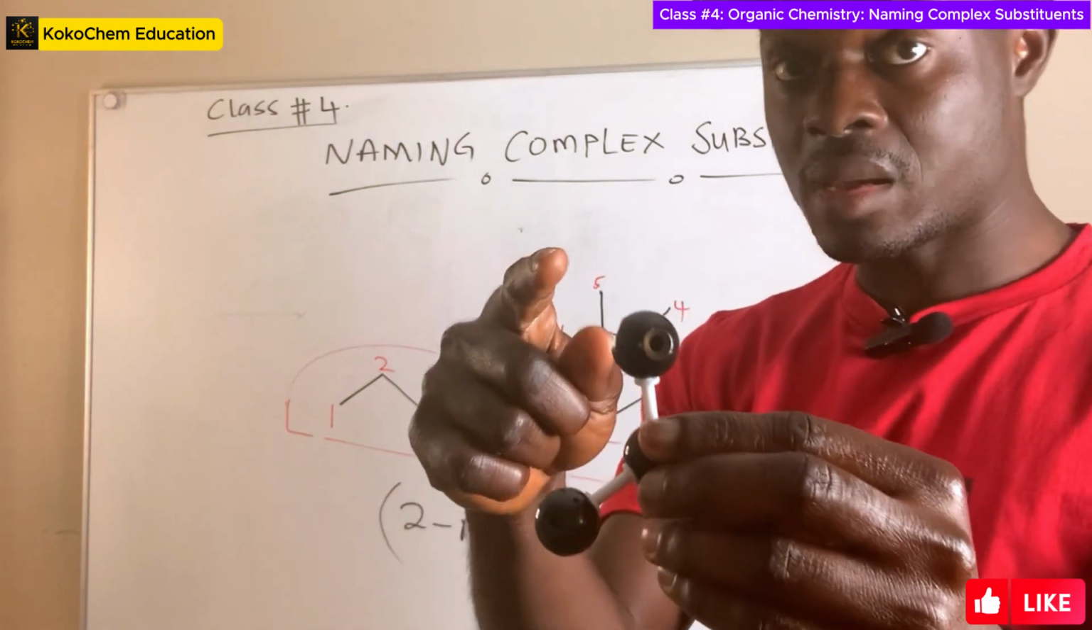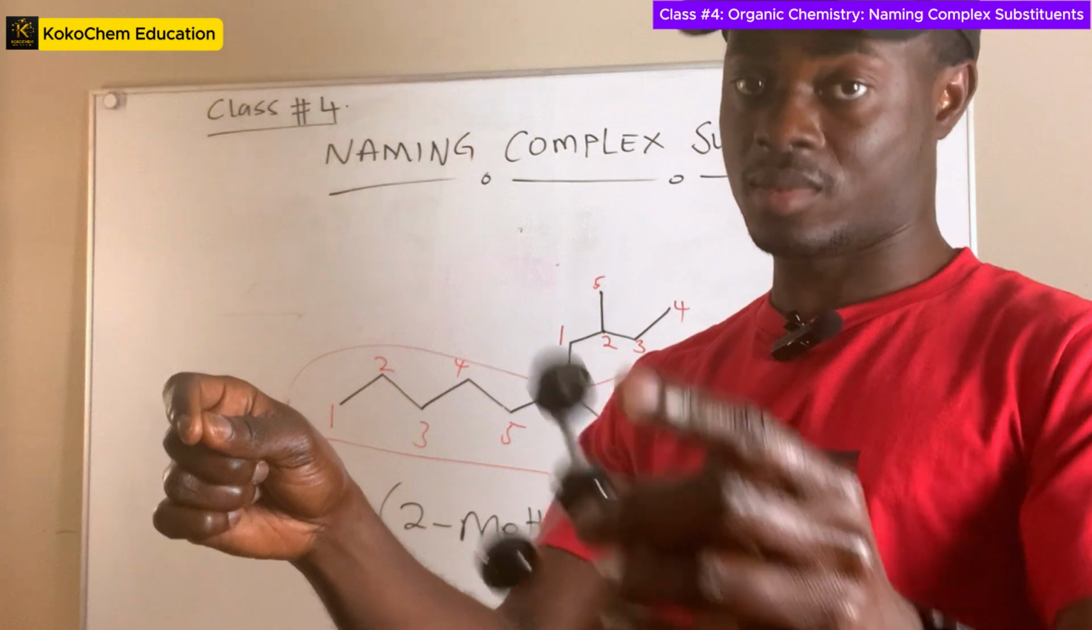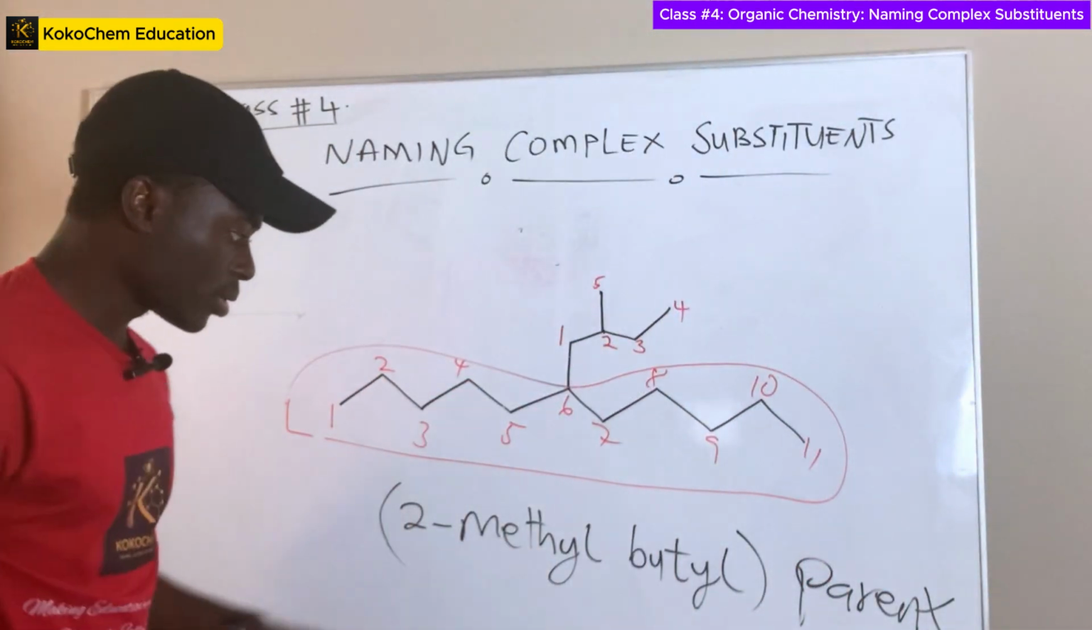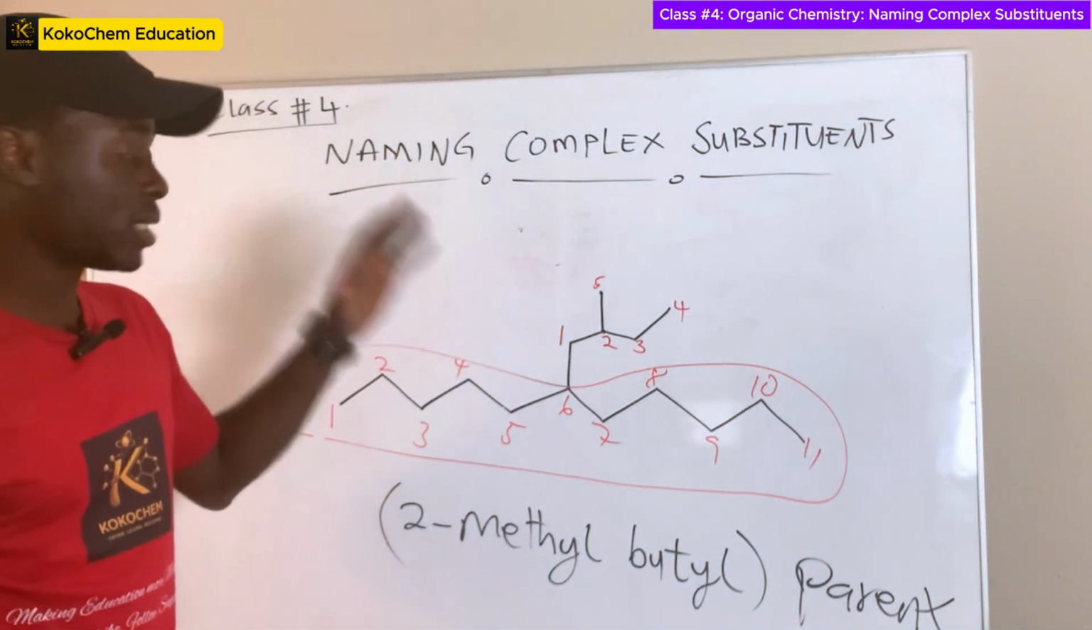Then after naming the substituent, you add yl. Okay, so this is it. This is how we name complex substituents.